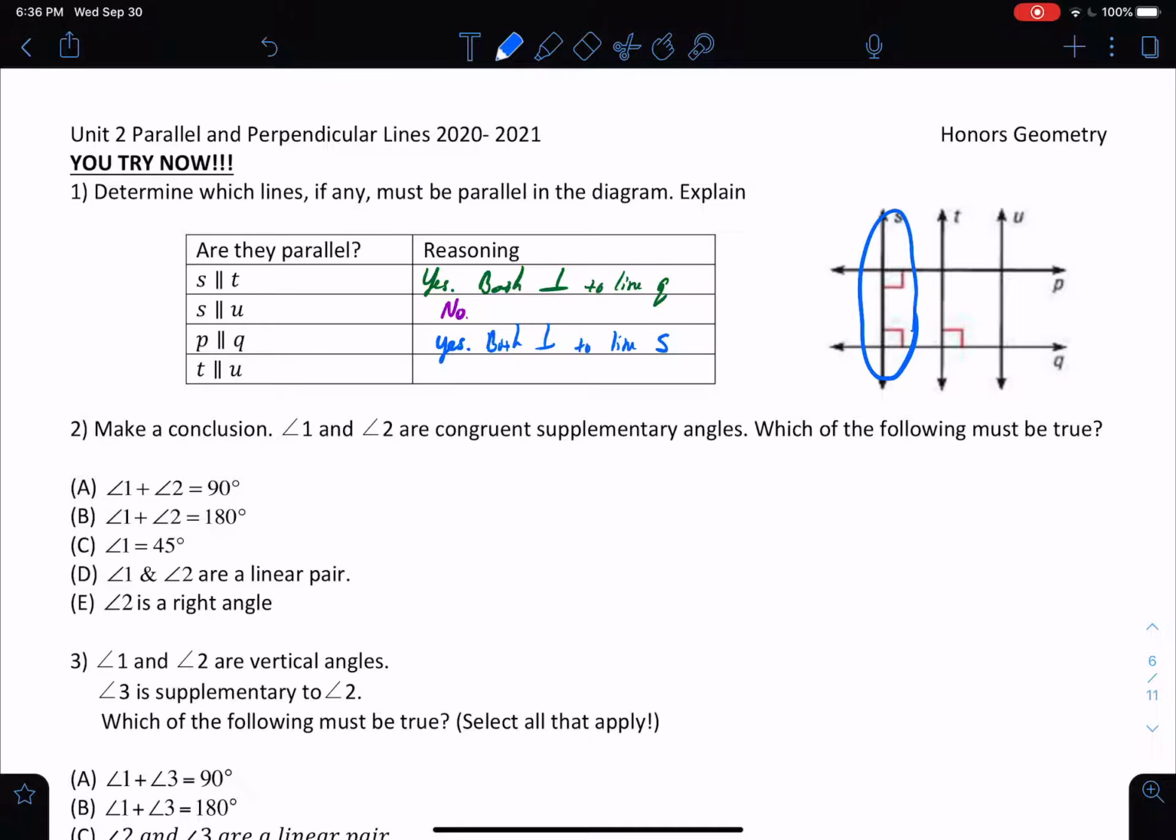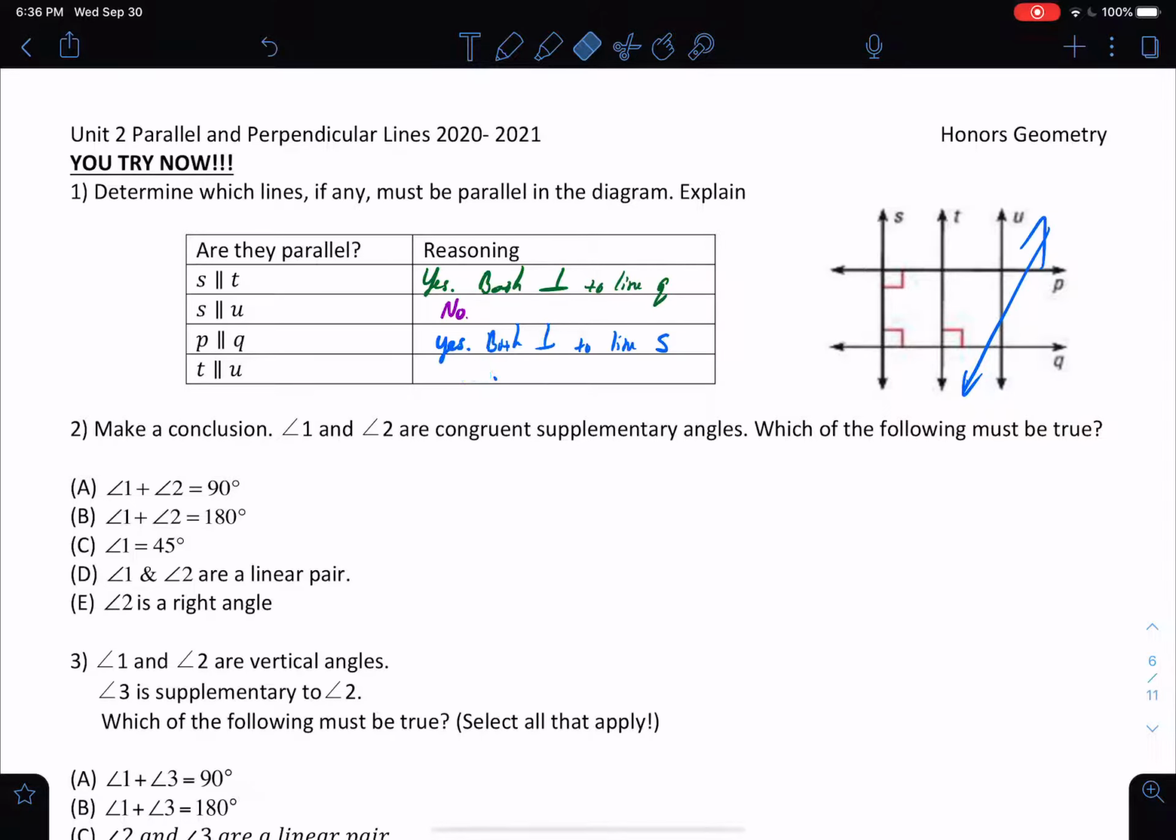To line S. Okay, so that's going to work for there. They're perpendicular to the same line. And then last but not least, T and U. Well, again, I don't know anything about U. U could look like this. All right. So because I don't know anything about U, no, I cannot say.